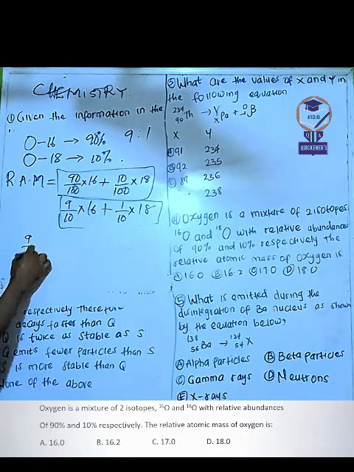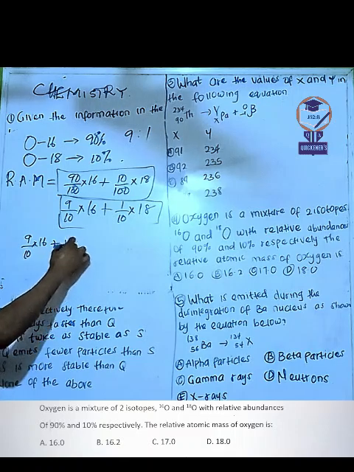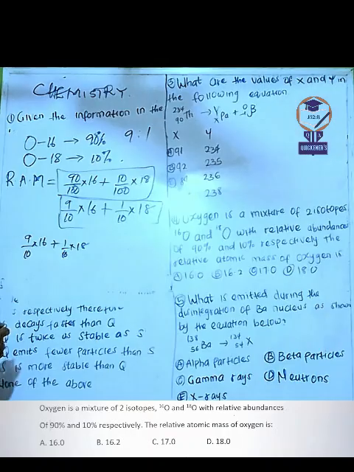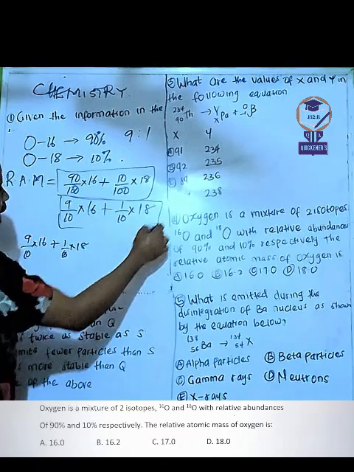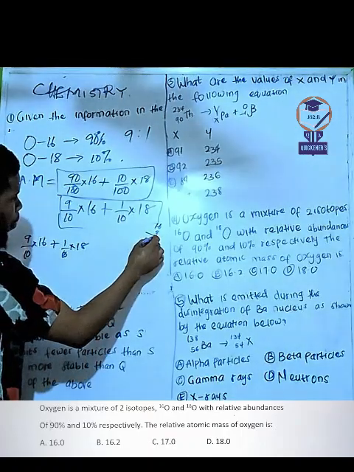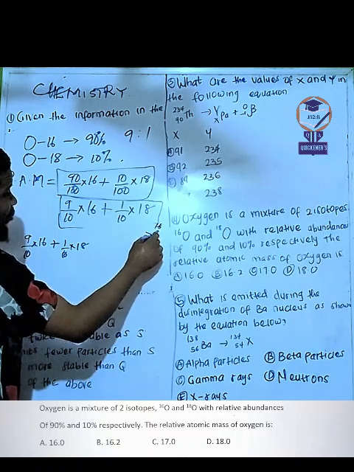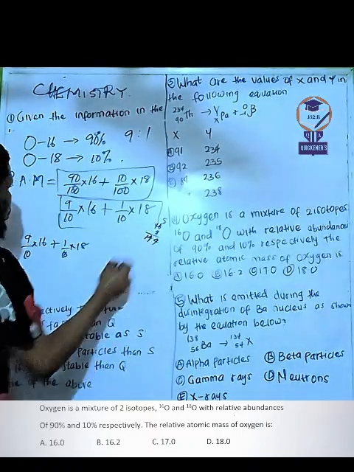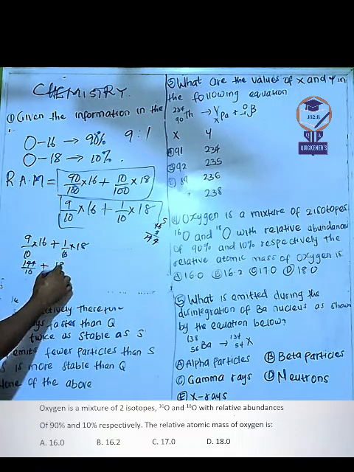9 over 10 times 16 plus 1 over 10 times 18. So what do you have? 9 times 16. 9 times 6 is 54. Write 4, carry 5. 9 times 1 is 9, plus 5 is 14. So 144. So we have 144 divided by 10 plus 18 divided by 10.